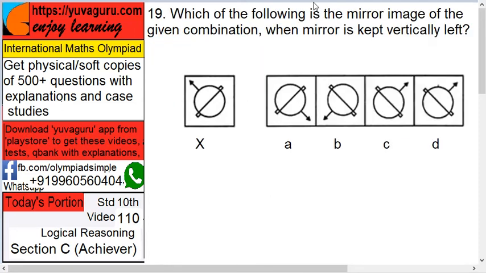Next, which of the following is the mirror image of the given combination when mirror is kept vertically left? See, mirror is over here, left on this side. Okay. So, see, this is a mirror. So, how will the figure look? This arrow is pointing over here on this side. So, it will be pointing on the opposite side, right? So, either C or D.